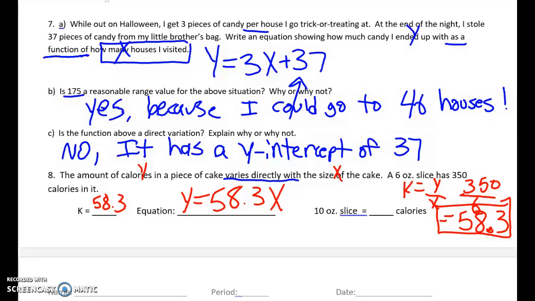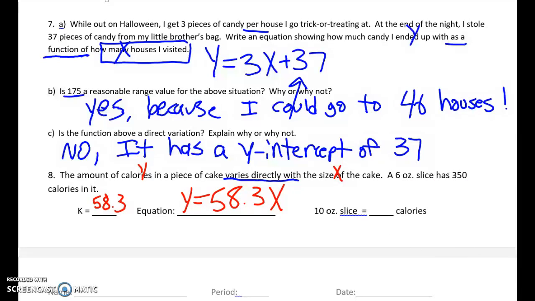Now, a 10-ounce slice of cake is equal to how many calories? Well, the size, that's my x. So I'm just going to plug that in for x right there. I'm going to say 58.3 times 10. And I get 583 calories for a 10-ounce slice of cake. Moving on.